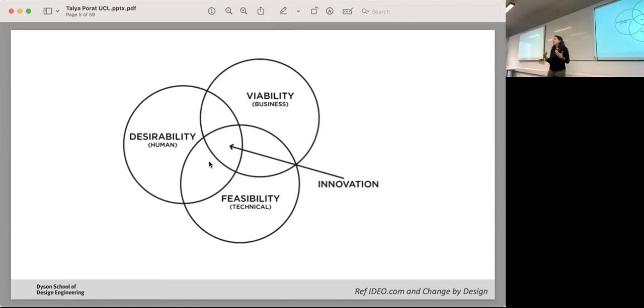And of course the desirability, the human aspect. We all know we need all three together, because many times it is feasible and viable, but people just don't use it, as we know. So this is our focus, and we talk a lot about human-centered design.